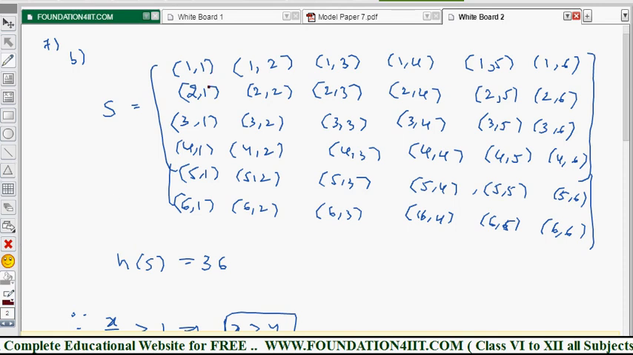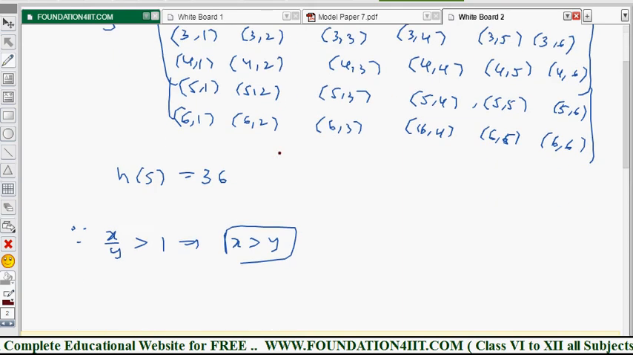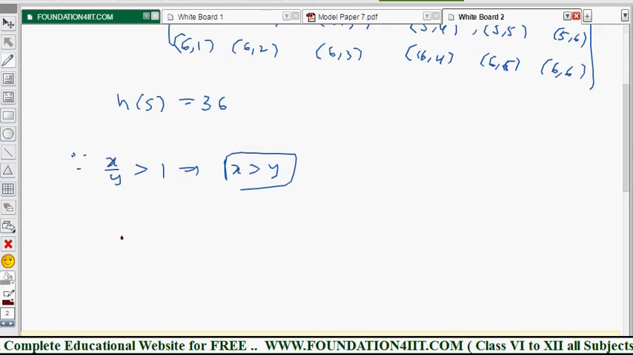So here is (2, 1). So 2 is greater than 1, we should take this. And (3, 1), 3 is greater than 1. (3, 2), so 3 is greater than 2. These cases only we should take. Now from this, only the favorable cases.